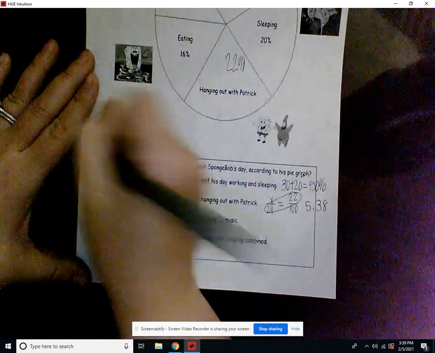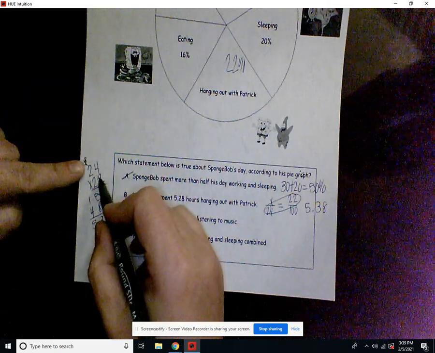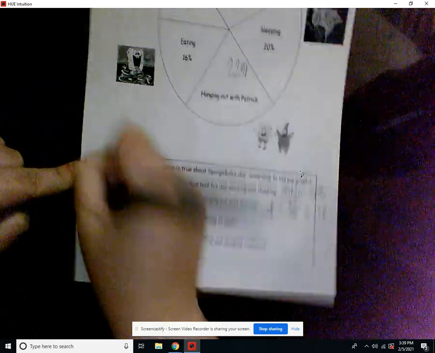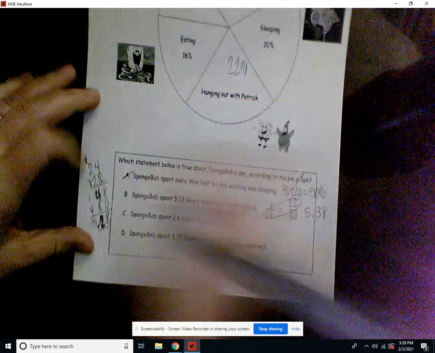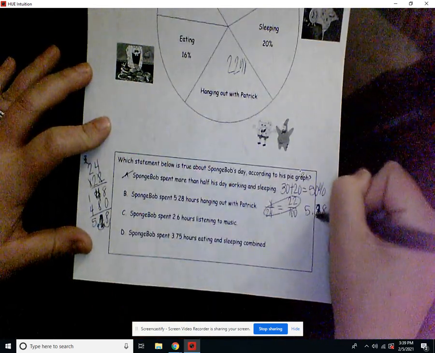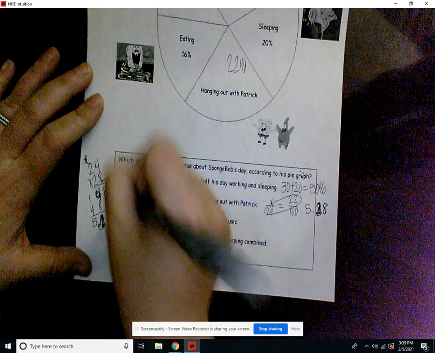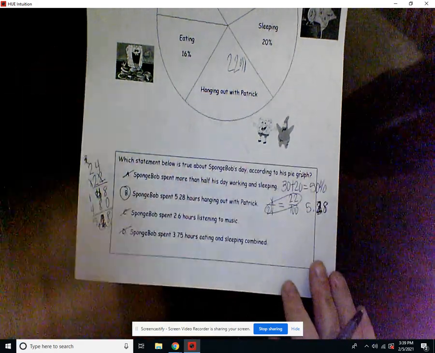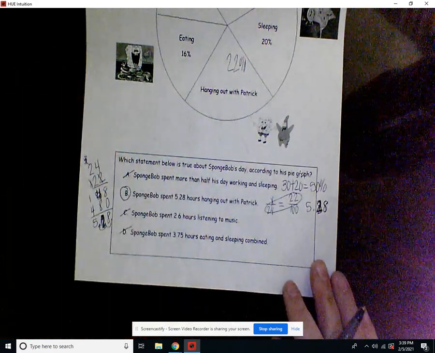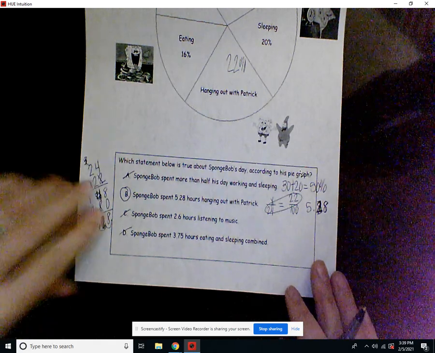Hang on, I messed up. You don't borrow. 2 times 2 is 4. There we go. It's 5.28, and that is going to give us B. Okay, so let's look at the other side.